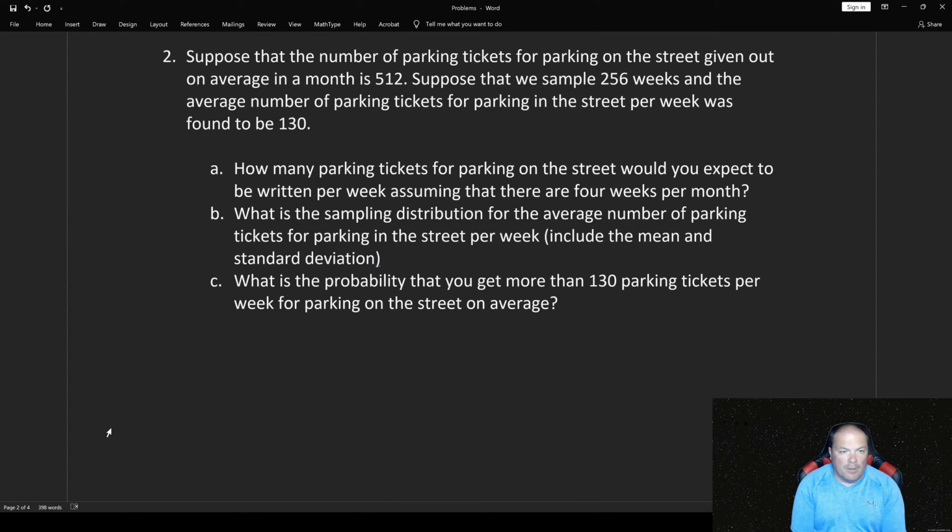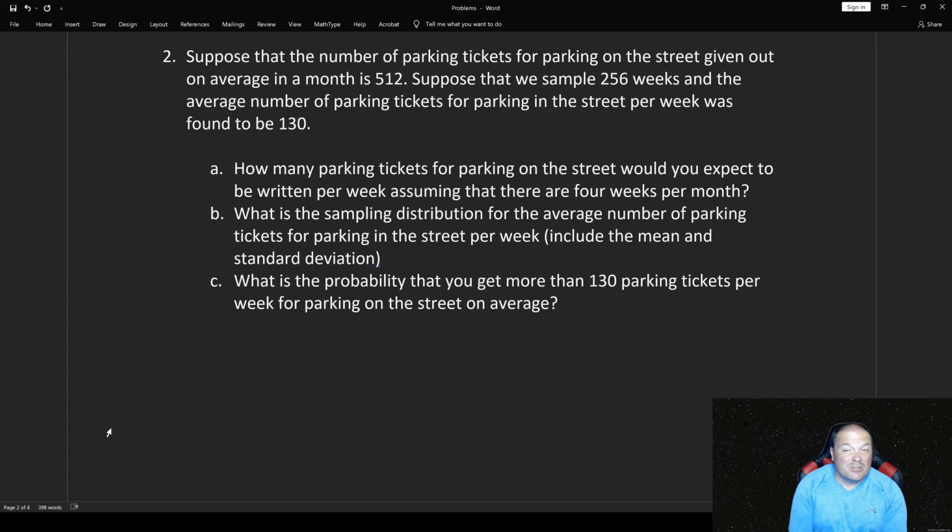Okay, so number 1 kind of brings us to the question for number 2. It's very similar, but you're looking more at what we call sampling distributions. Number 2 basically says, suppose that the number of parking tickets for parking on the street given out on average in a month is 512.